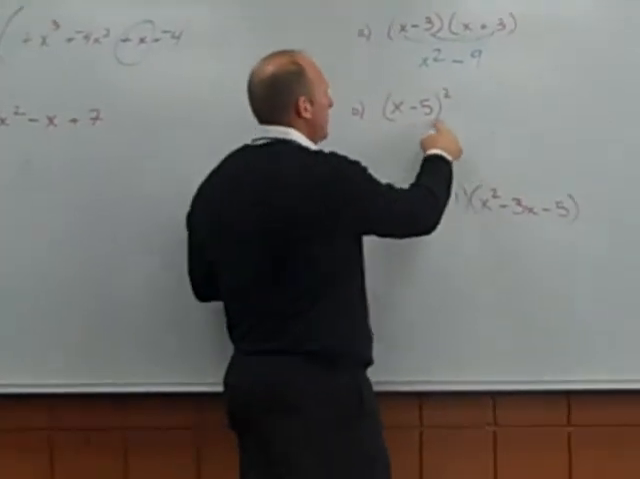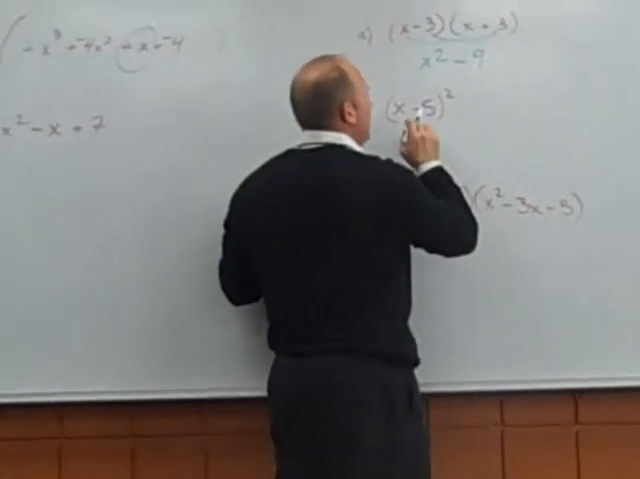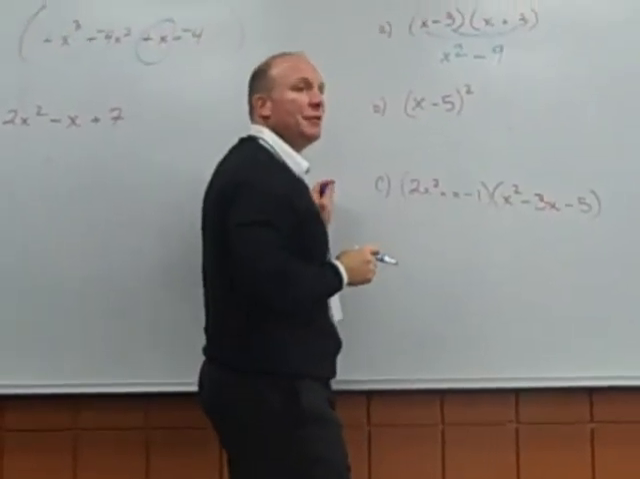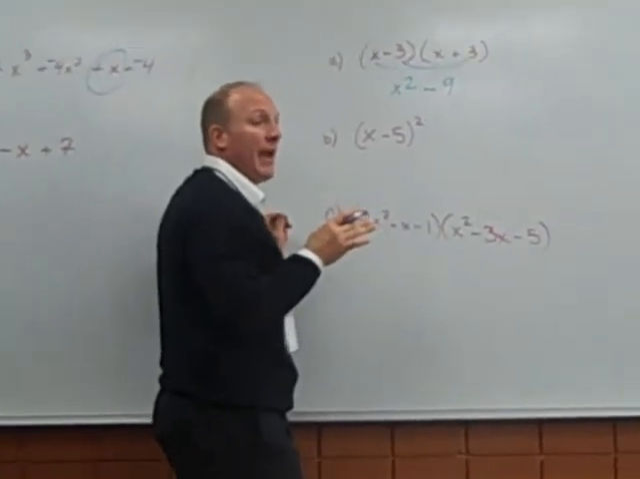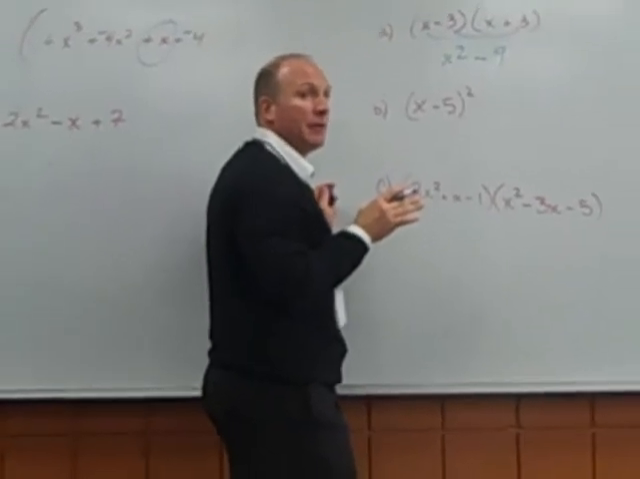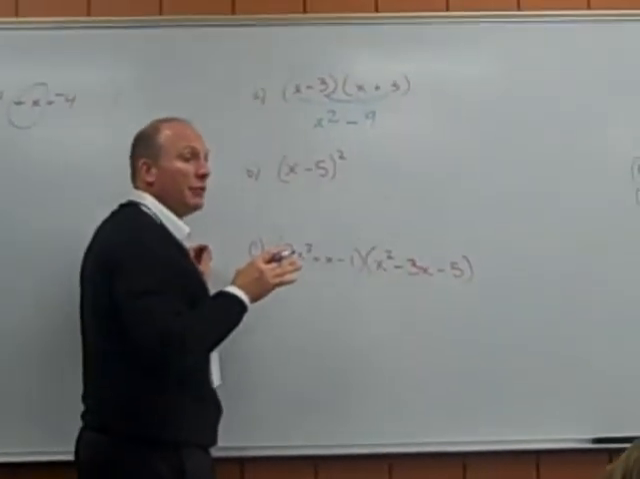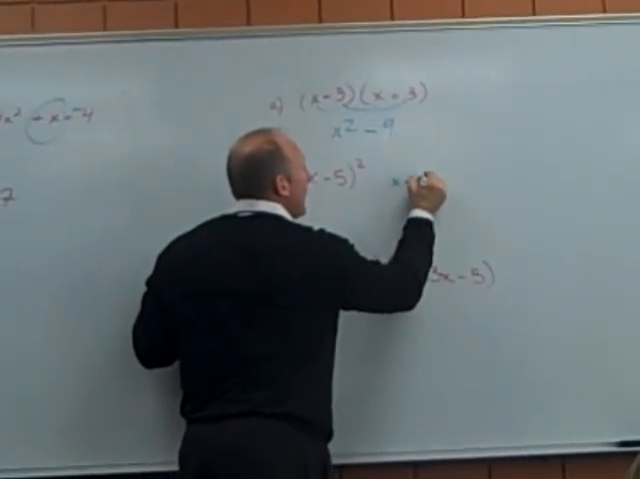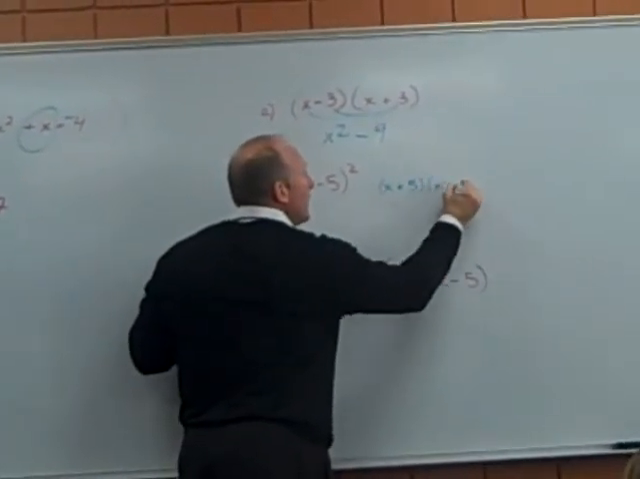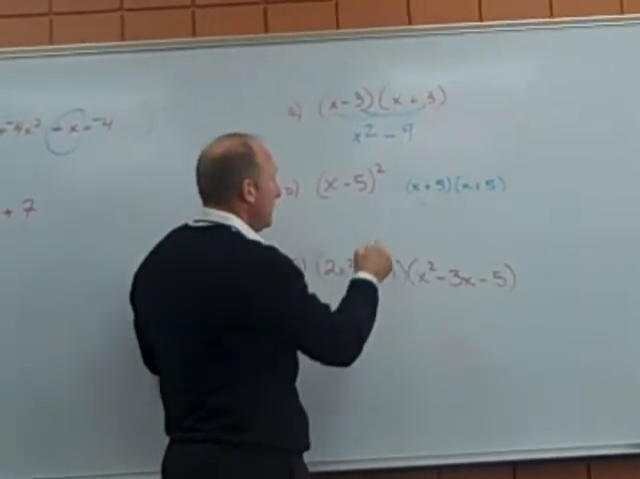Anybody know? A lot of people just put x squared plus 25. If you think that that's correct, punch yourself in the earlobe 827 times. Don't do it. Write it out. FOIL.